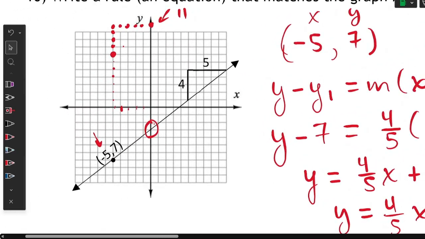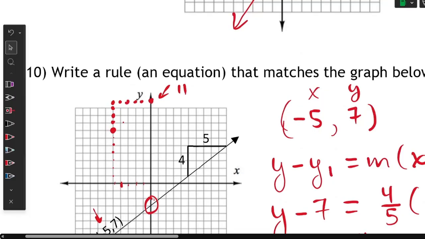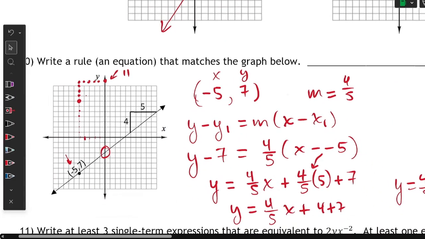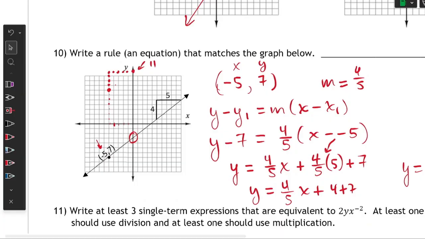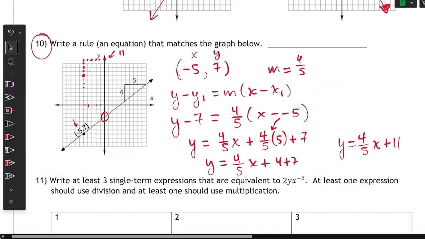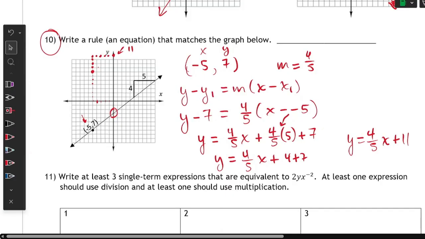So if this is the point, it says write the rule that matches the graph below. Does it match the graph below, or does it match the slope of the point below? Whichever one it does, something's not right in this picture. And I like that. And maybe this is the kind of question that should be considered a bonus question, because there's definitely some conflict here between what it says and what it looks like.